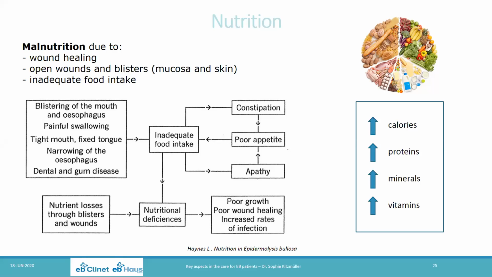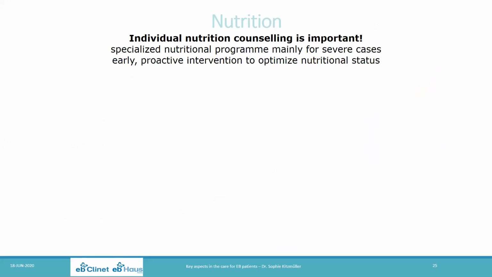So severe forms of EB have an increased demand of calories, proteins, minerals, and vitamins. This is something that is to be emphasized with the patients. And what you first should do is an individual nutrition counseling. Every patient, again, is different. Every patient has different needs. Every patient has different access to food supplies, to supplements, and so on. And specialized nutritional programs are mainly needed for severe cases and not for mild cases.